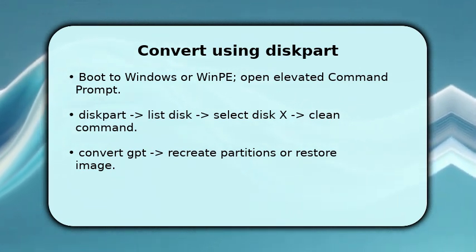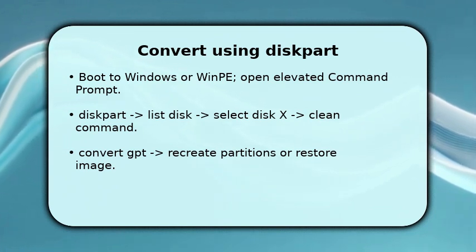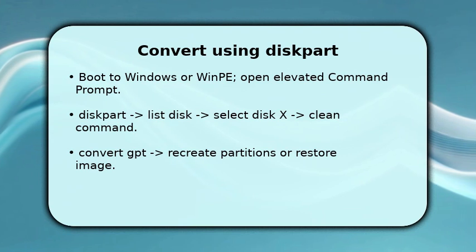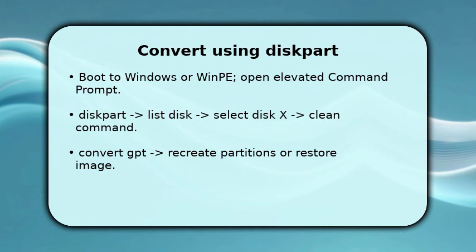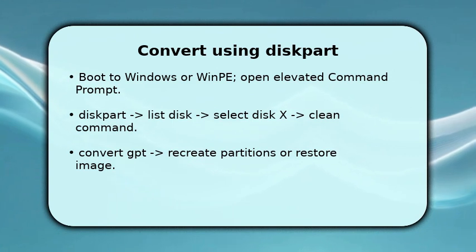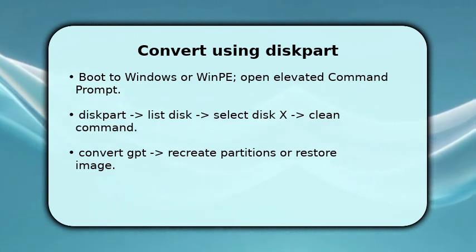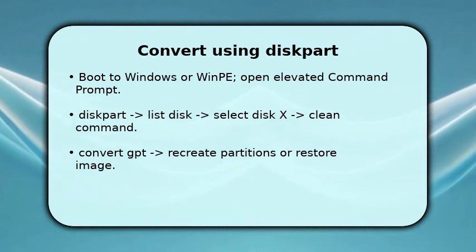Diskpart needs admin rights. Run list disk to confirm the disk number, then select disk X so you target the correct device. Use the clean command to remove existing partitioning. This is why the backup was required. After cleaning, run convert GPT to change the partition table. Once converted, you'll recreate partitions or restore your image to preserve data and structure.